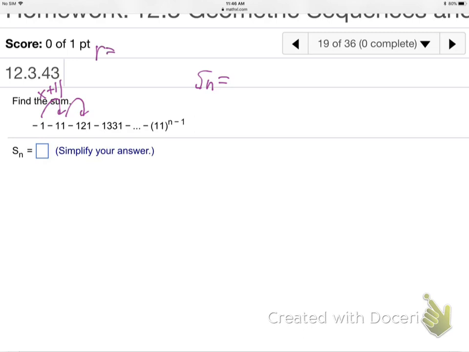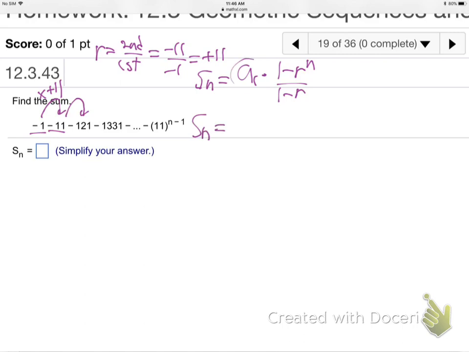Because the r is second term over first. If you're at all unsure, take the second term over the first term, negative 11 over negative 1, positive 11, yeah. So we're multiplying by positive 11. All the terms are negative just because they started negative, and they stayed negative because we multiplied by a positive number every time, positive 11. So A1 times (1 minus r to the n) over (1 minus r). So A1 is negative 1, good. This is A1 there, first term, times 1 minus r, r is 11.